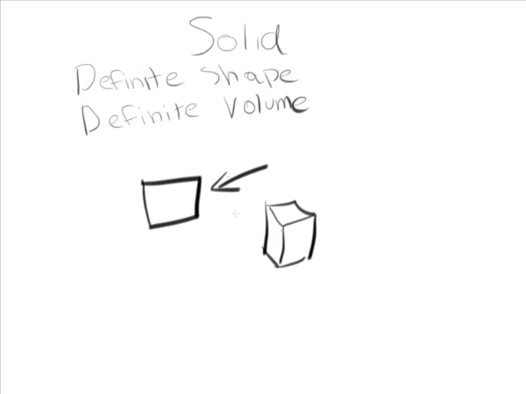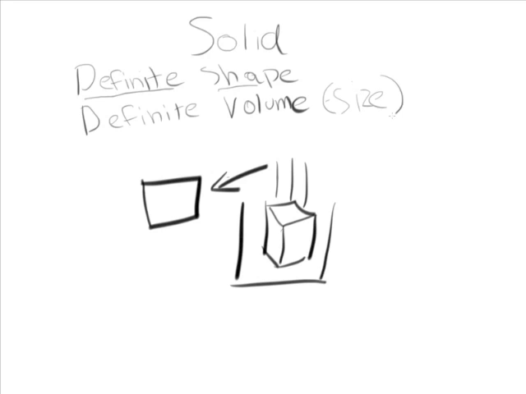Say we take our cube and we drop it into a cup. Is it going to form to the shape of that cup? No, not at all. It's going to stay as a cube. So it has a definite shape and a definite volume. And another word for volume we're going to use is size. So it also has a definite volume or size. This isn't going to change size. It's going to stay the same size.